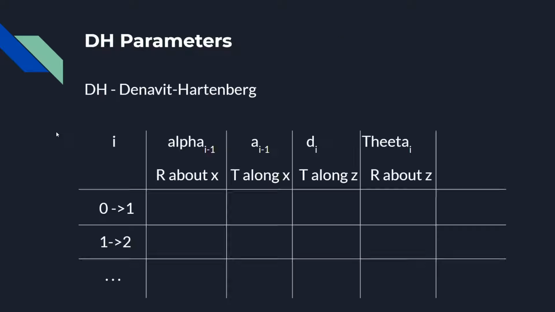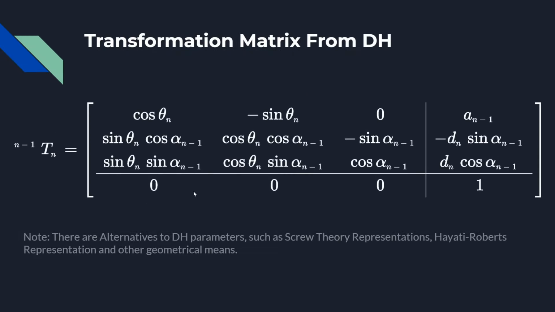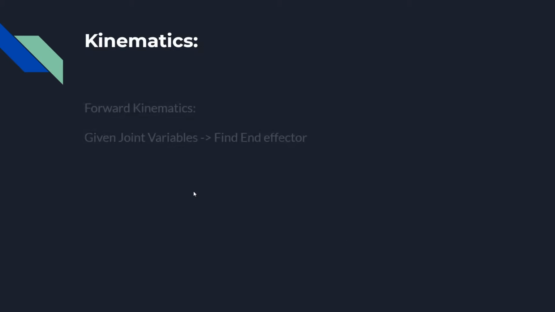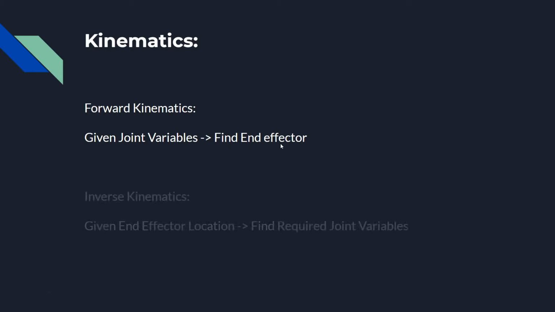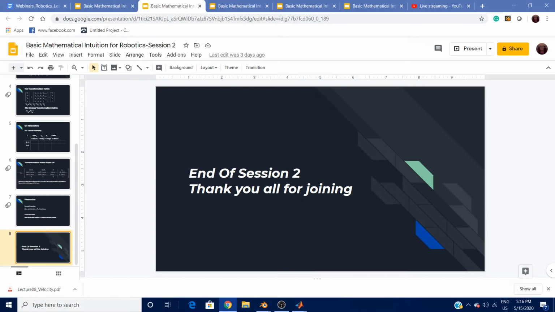And then we could multiply with this particular equation and find the final transformation matrix. And we call this kinematics. So the forward kinematics, using the joint variables, we could find out where the end effector is. Inverse kinematics, knowing where we want the end effector, we would have to find the required joint variables. That was the end of session 2.